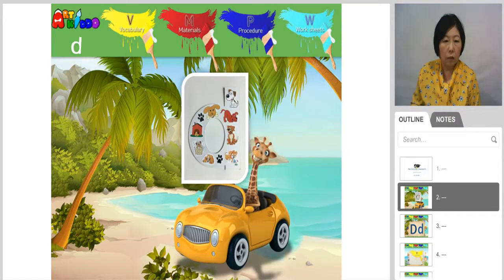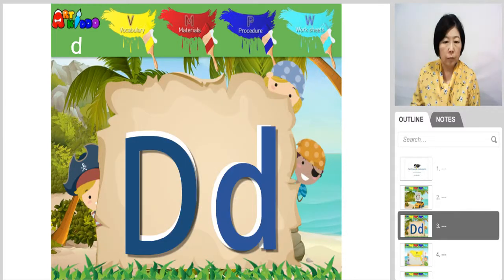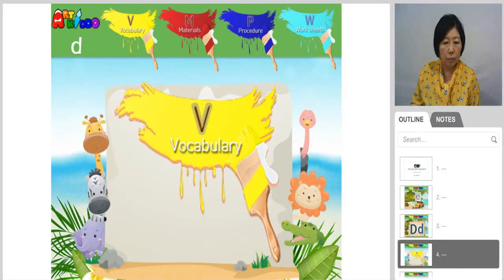Let's learn about alphabet D. Here are capital letter D and lowercase letter D. Let's learn about the new vocabularies.